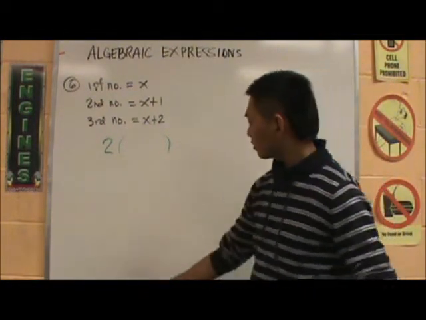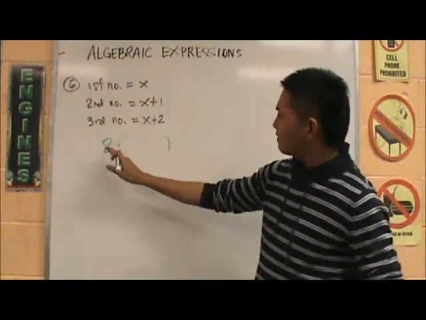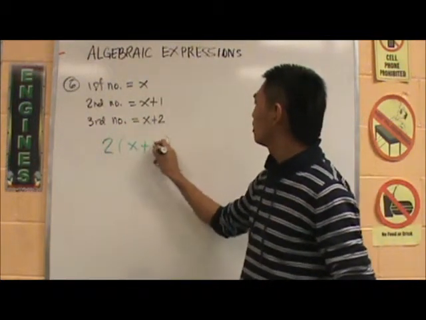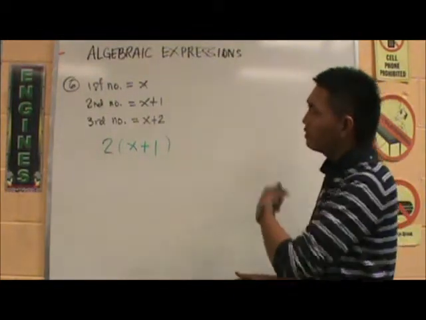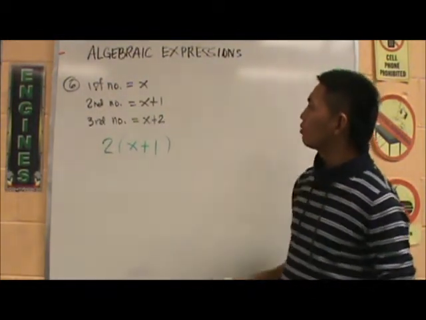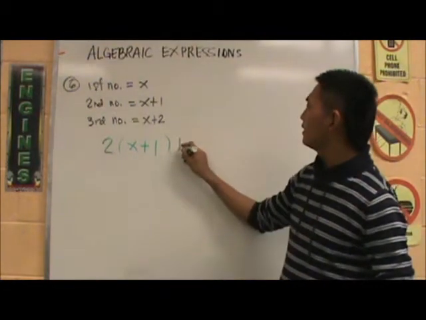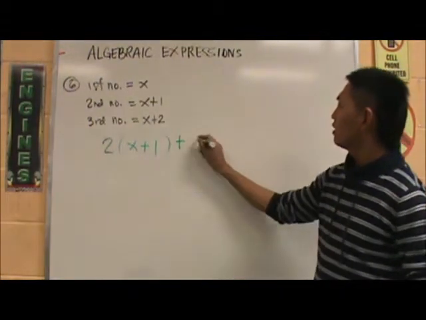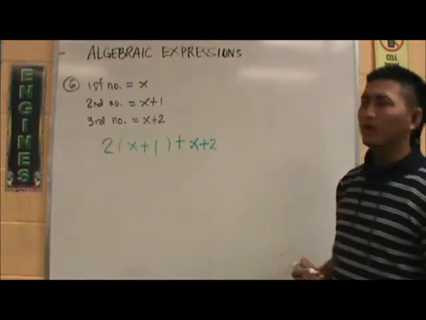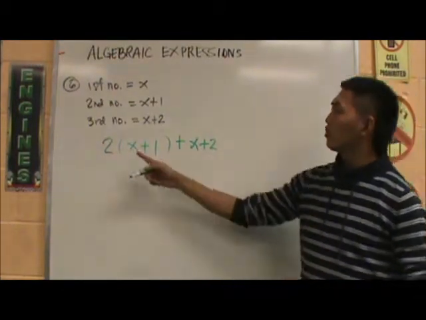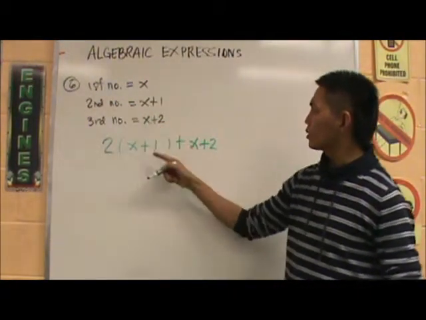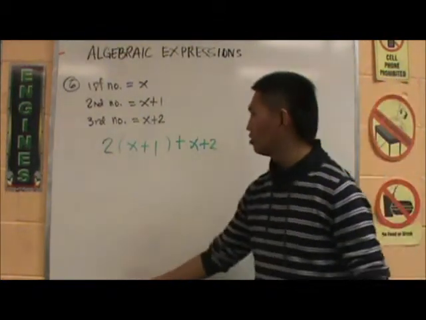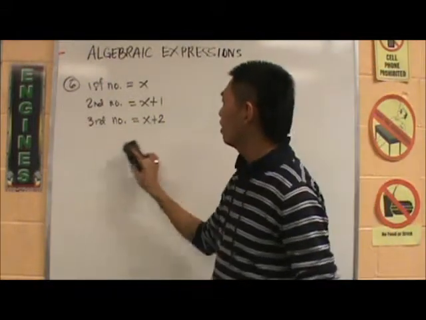But I have to multiply 2 by the second number, and the second number is x plus 1. There we go. So, let me continue the problem. Twice the second number added by the third number. So our third number here is x plus 2. Twice the second number, which is x plus 1, added by x plus 2, which is the third number.